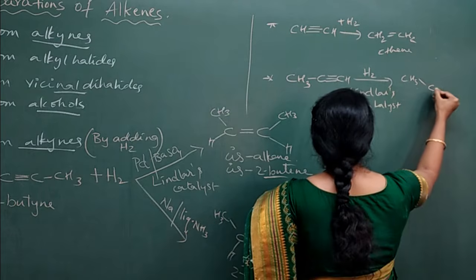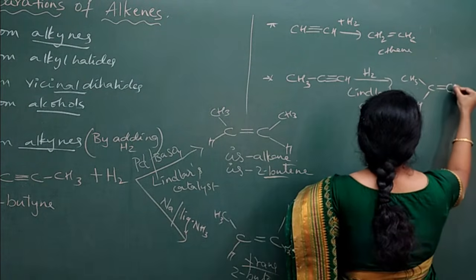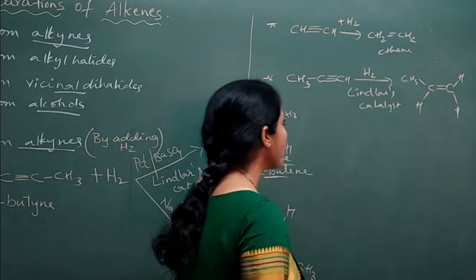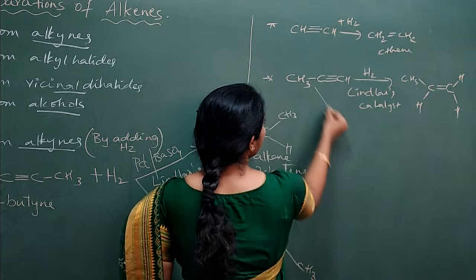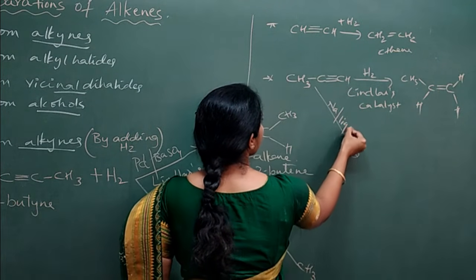CH3, C, 1 H I'll keep it here, right? So double bond C, H, H. So this is the alkene you will get. Suppose if I use sodium over liquid ammonia.